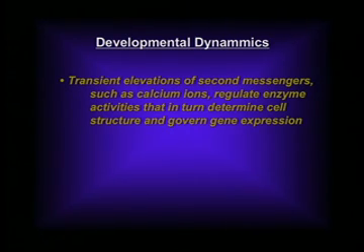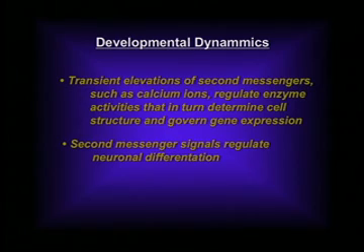And it turns out that transient, brief elevations of second messengers, such as calcium ions or cyclic nucleotides or a variety of different components, regulate enzyme activities that can either determine cell structure or, in other cases, govern gene expression. So here, the brief message would be that these second messenger signals can regulate neuronal differentiation either through cell structure or gene expression.